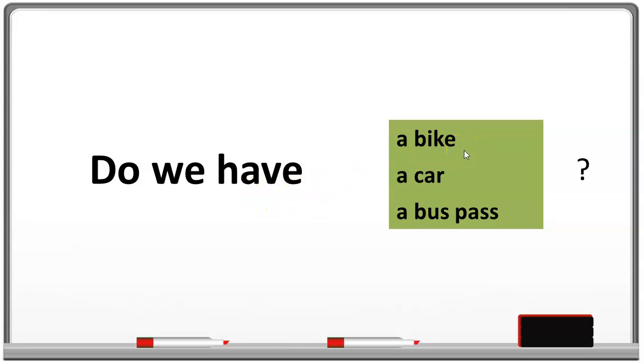Do we have a bike? A car. Do we have a car? And finally, a bus pass. Do we have a bus pass?